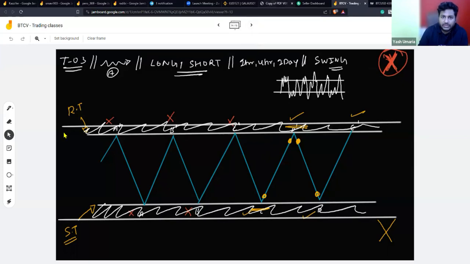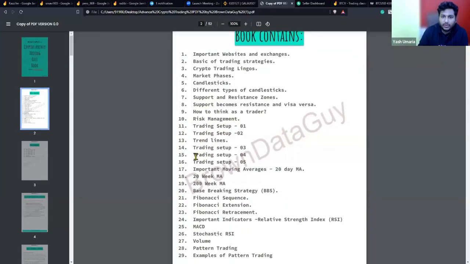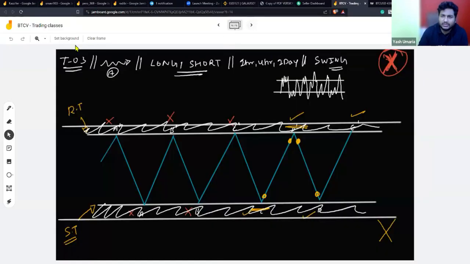Now today we will of course continue, and we will talk about trading setup 04 and trading setup 05. We will focus on how to use the 20-day moving average, what the 20-day moving average is, and why it is important. So let's start with trading setup 04. It will hardly take 5 minutes to complete this topic.